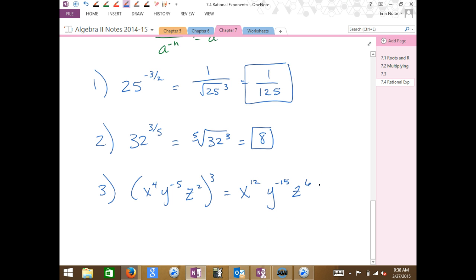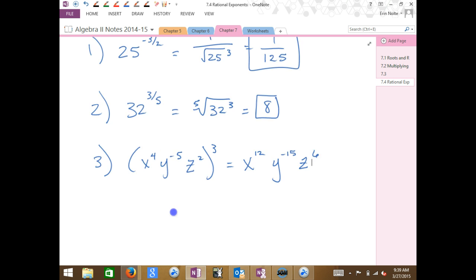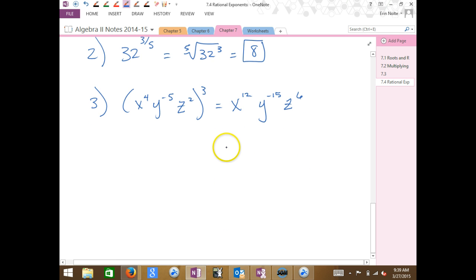Can I leave it like that? Nope. Okay, so why not? Negative. Okay, so what am I going to do with my y piece? Good, perfect. Okay, so only the y is going to move because it's the only one that has the negative exponent. Okay, so just the y moves down. That make sense? Pretty easy there.